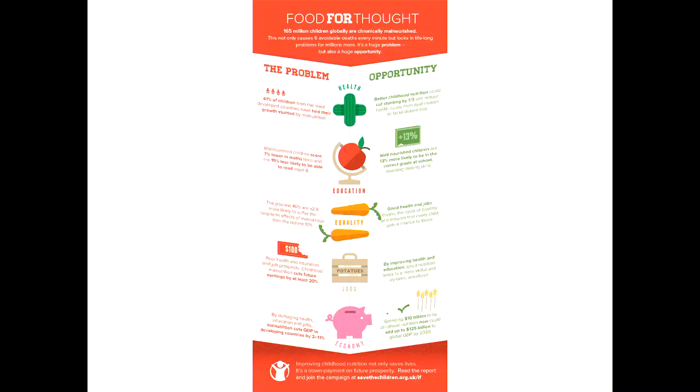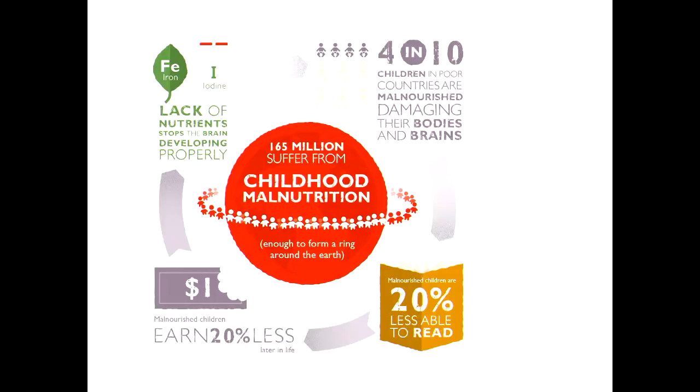We said it doesn't really tell the story because, firstly, who's going to bother reading this much text? And secondly, the actual facts are still just numbers. They haven't become something else. So what we ended up doing for them was this, which basically just bangs you with a single idea in the middle: that 165 million children are malnourished, and that's enough to form a ring around the earth.